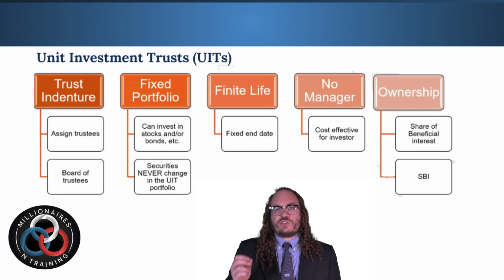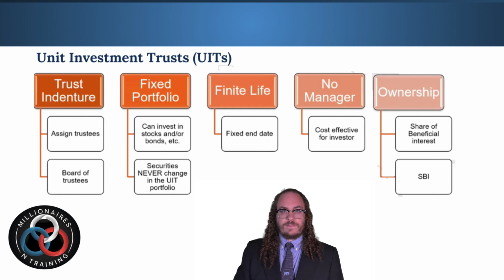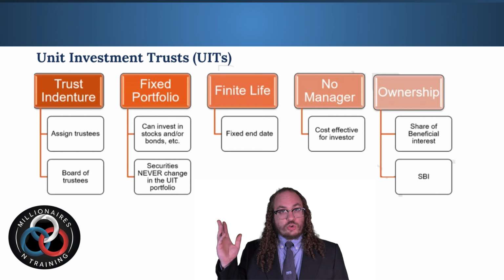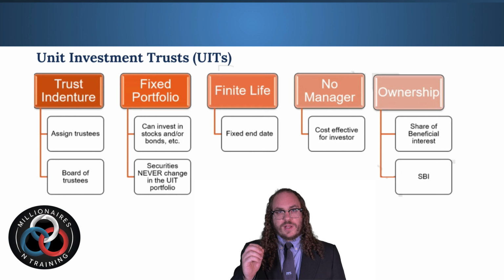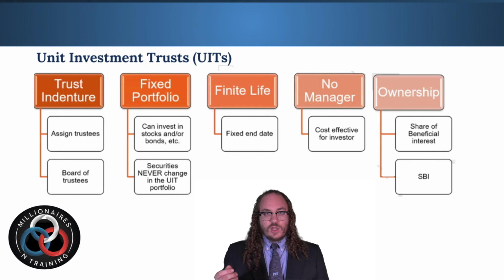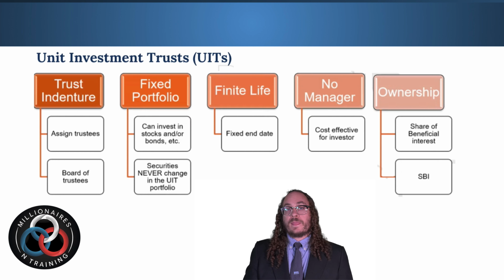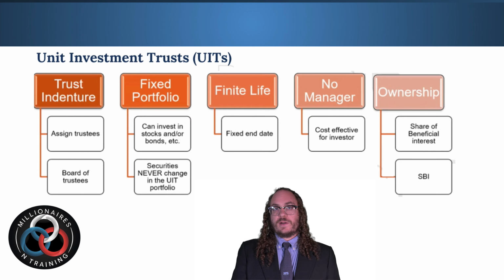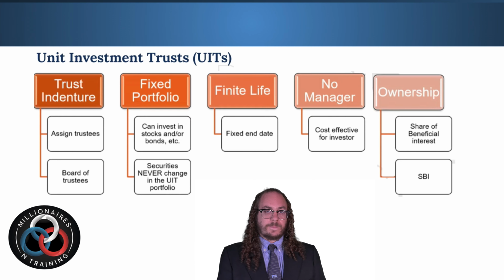A unit investment trust has a finite life or a fixed end date. It also has no manager, which means that it's very cost effective for the investor. The ownership for the investor is known as a share of beneficial interest, or an SBI. There are two types of management companies, open-end funds and closed-end funds.